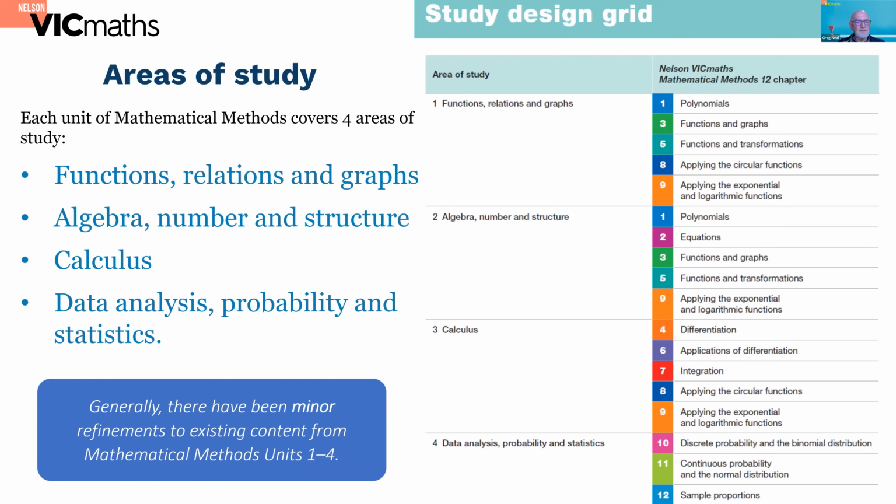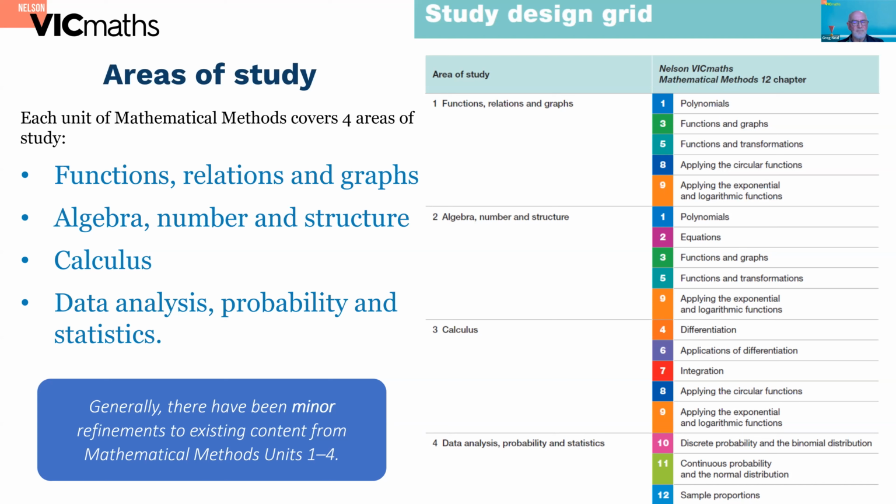The areas of study are functions, relations and graphs, and algebra, number and structure, and calculus, and data analysis, probability and statistics. And each unit of mathematics covers each of those 4 areas. So basically we're looking at the algebra component for the second area of study and probability and statistics for the last area of study.